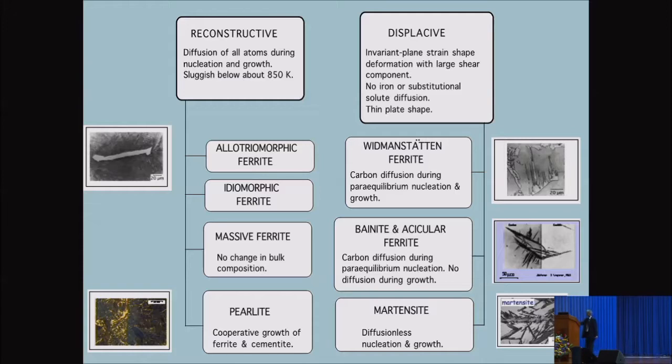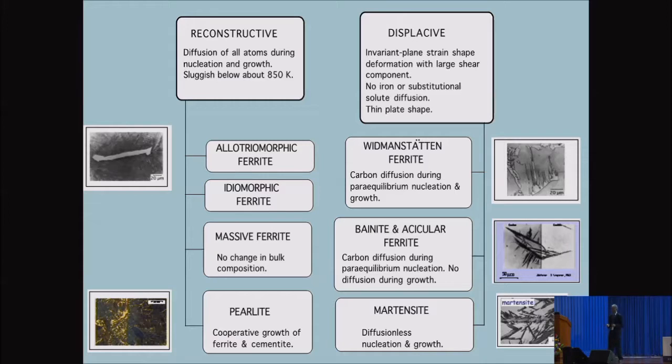On the other side over here, you have the displacive transformations. Now the meaning of displacive is that when we change the crystal structure from austenite to ferrite, it doesn't involve any breaking of bonds. Basically, the shape of the austenite unit cell is deformed into that of the ferrite unit cell without any breaking of bonds. And this includes Widmanstätten ferrite, bainite, acicular ferrite, and martensitic transformations. They don't involve any long-range movement of the iron or the substitutional atoms.